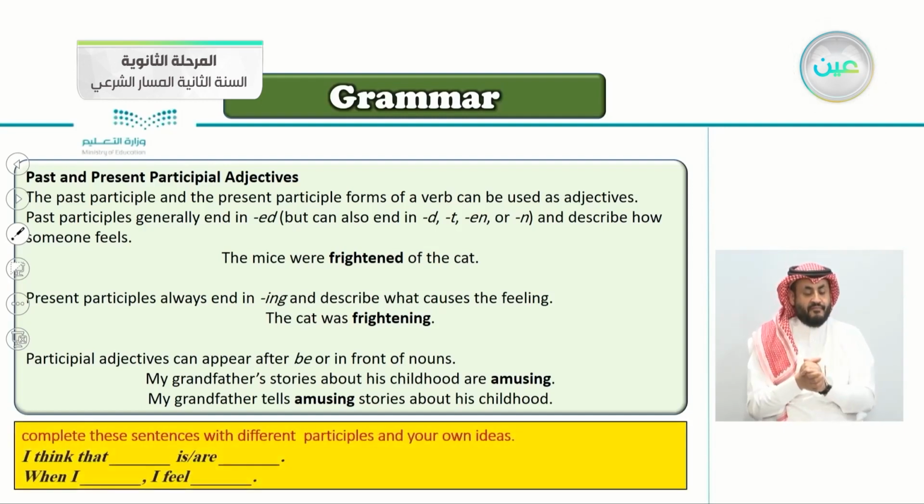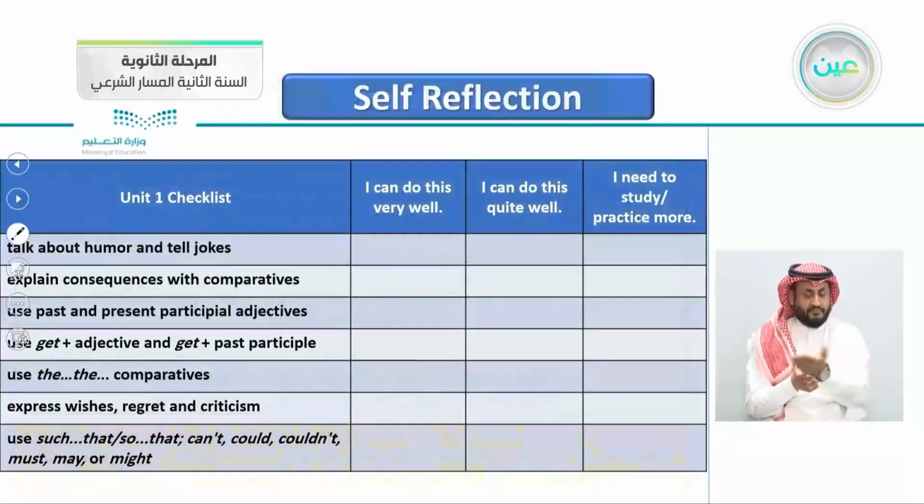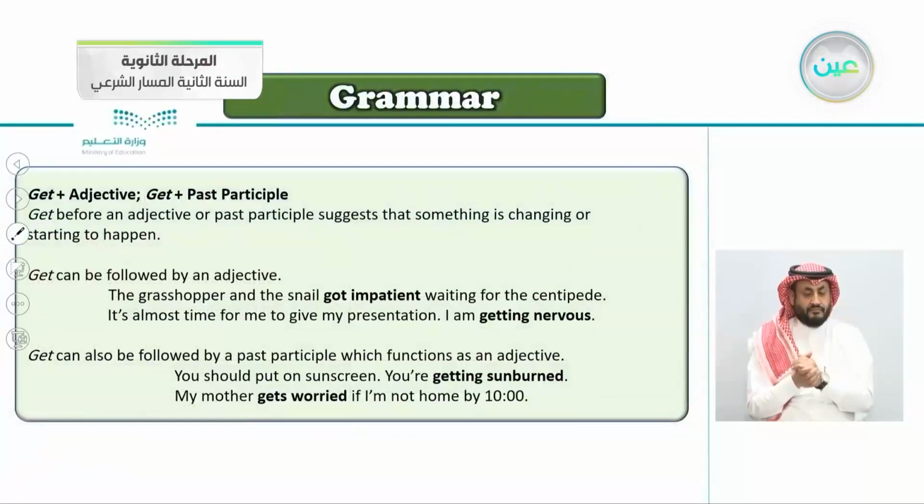So if you understand this lesson, the past and present participles, just tick here. If you don't understand it quite well, or don't understand it at all, tick a mark here. Using get plus adjective and get plus past participle. If you remember this lesson, get before an adjective or past participle suggests that something is changing or starting to happen. I'm getting tired, for example. I'm changing here. I'm becoming tired.